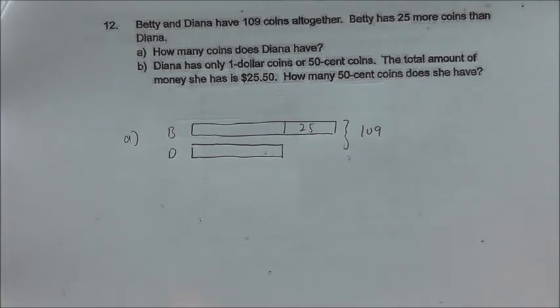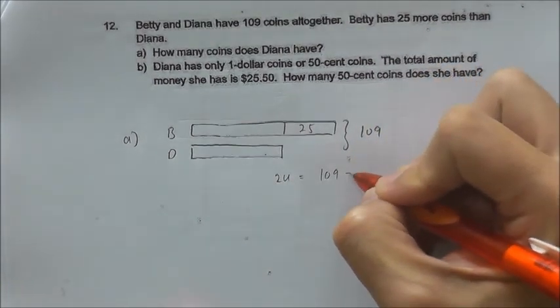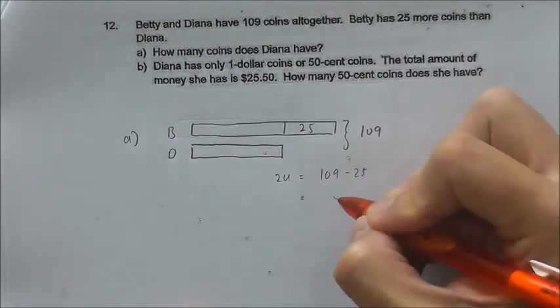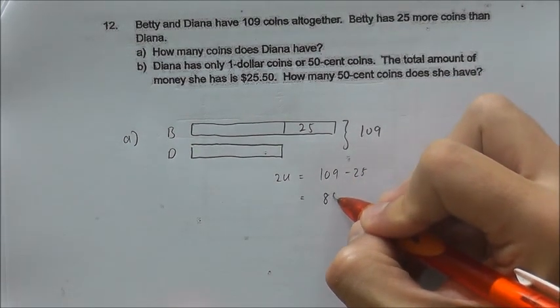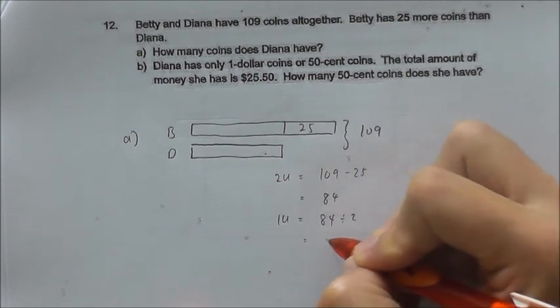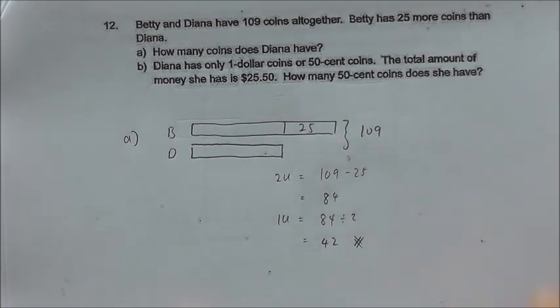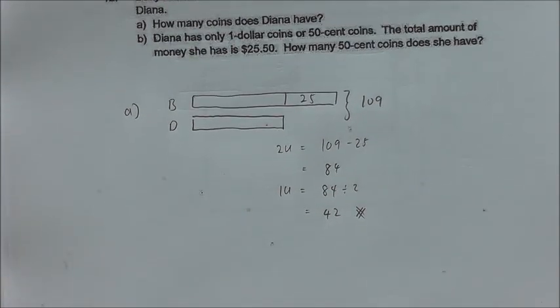Okay, so to find Deanna, right, we can find 2 units would be 109 minus 25. That will be 84. So 1 unit will be just 84 divided by 2. We have 42. Okay, so that's the answer for part A. Okay guys, part B will be more difficult.